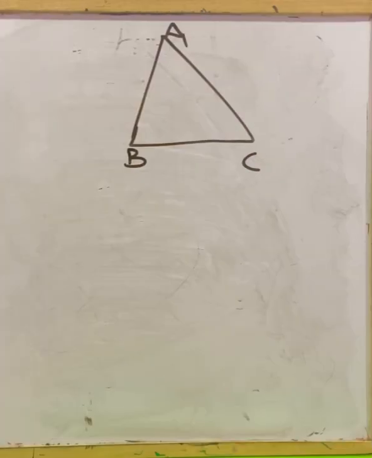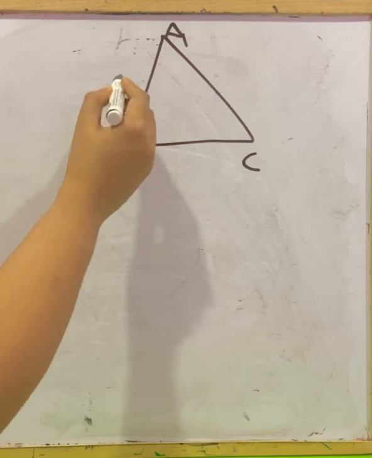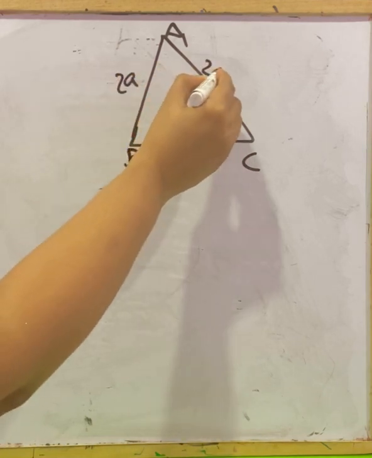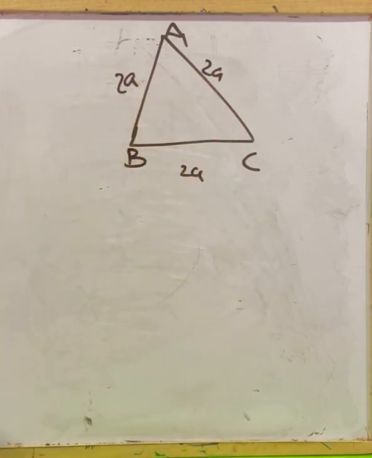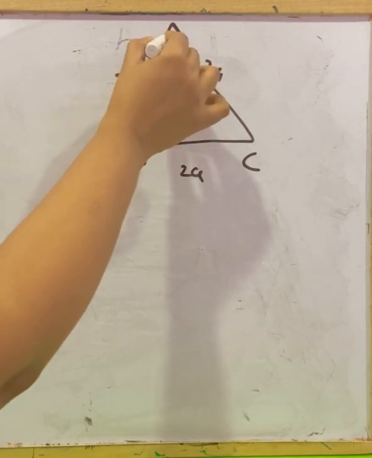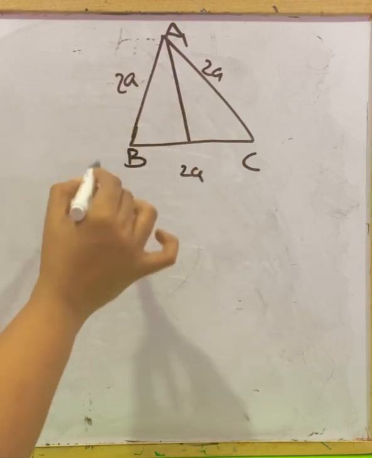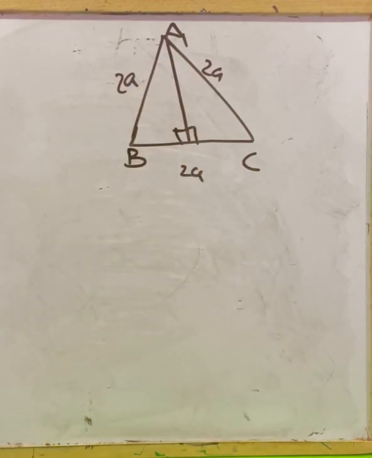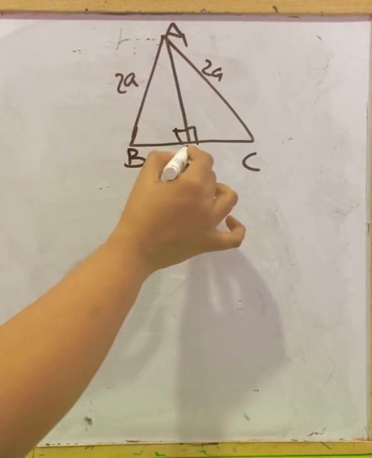Next question. ABC is an equilateral triangle of side 2A. Equilateral triangle means all the sides will be equal. So here 2A, 2A and 2A. Now we have to find the altitude. Altitude is the perpendicular line drawn from the vertex to the other side. Here it will be 90 degrees. We have to find this value, that is AD.